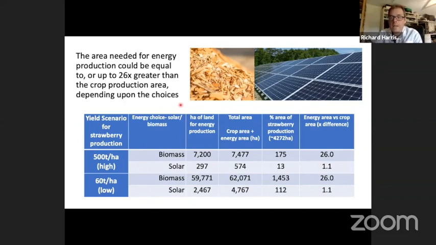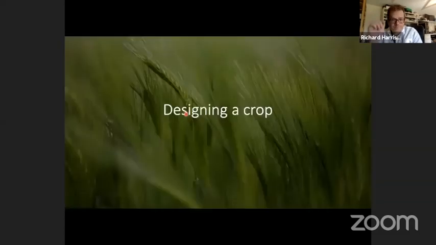It's still a lot of solar, but there are lots of ways of generating waste heat, for example, using waste heat that could mean that the actual expansion of land would be quite low. So thinking about that, thinking about the opportunities that are actually there, how do we go about designing a crop to fit that system?